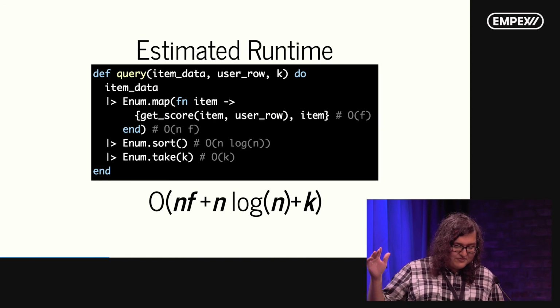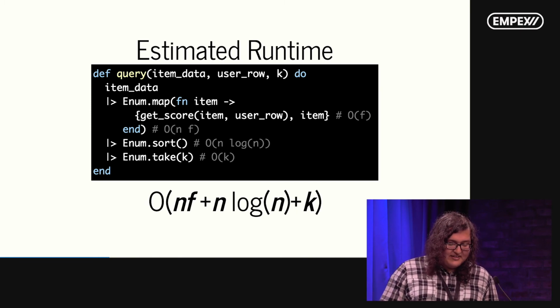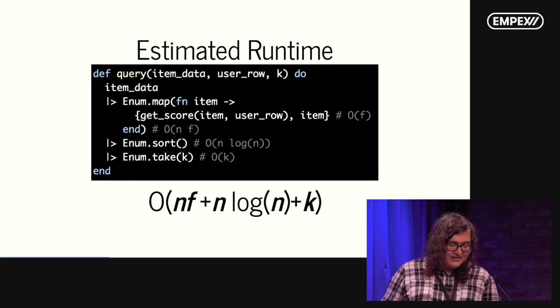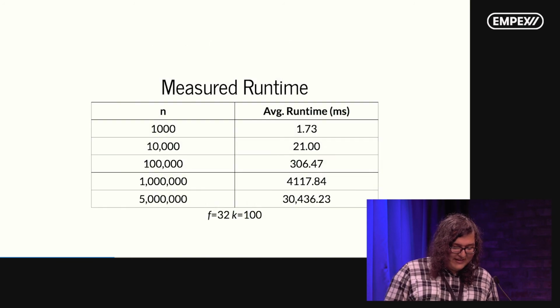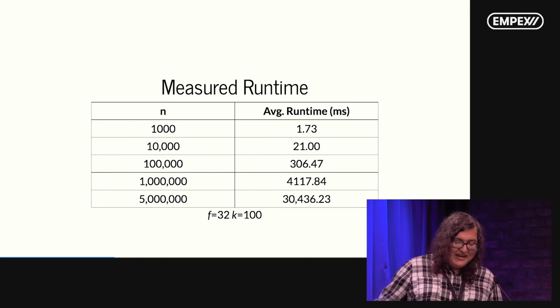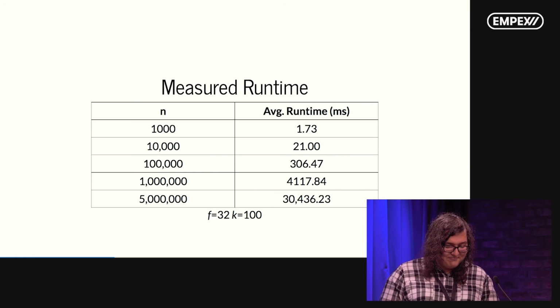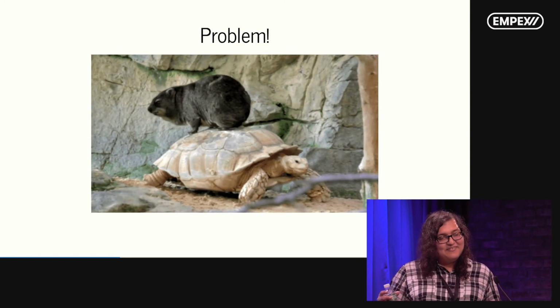Yeah, so just going through the code, it's pretty clear that this code is going to take NF plus n log n plus k for each of the steps to run. And when we measure that runtime, we get this. We have 1.73 milliseconds to return the results for 1,000 items, but at n is 5 million, we get 30 seconds. And that's just not acceptable for a web page. So we're too slow.